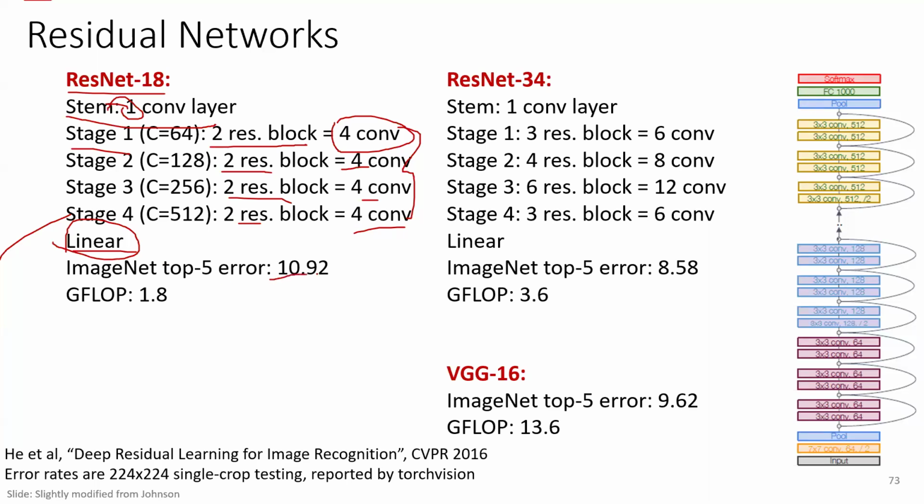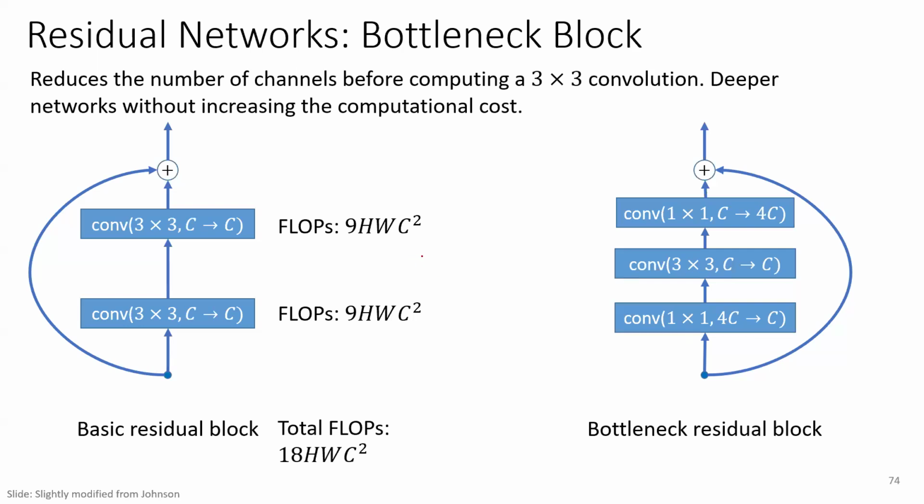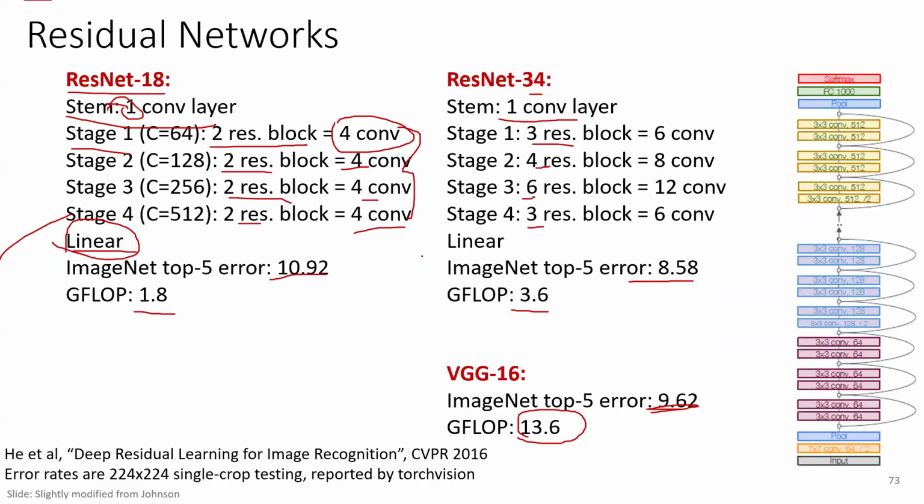So top 5 error 10.92 is an extremely good error. Total number of gigaflops is 1.8. Then they made ResNet 34, same 1 convolution layer, 3 ResNet blocks, 4 ResNet blocks, 6 ResNet blocks, 3 ResNet blocks. So finally, you will have 34 layers, and gigaflops this much, and the error has reduced. VGG16 had 13 gigaflops, a massive amount of computation. The top 5 error was even higher than that. Yeah, that's about the residual network.